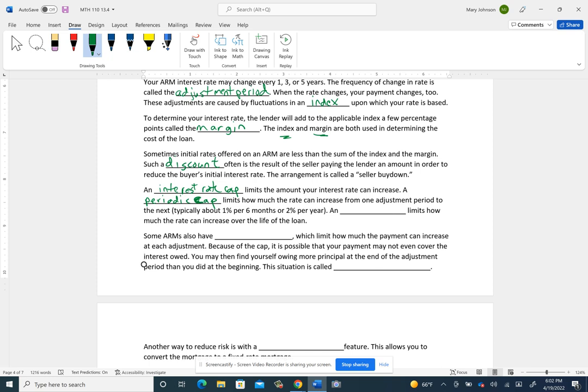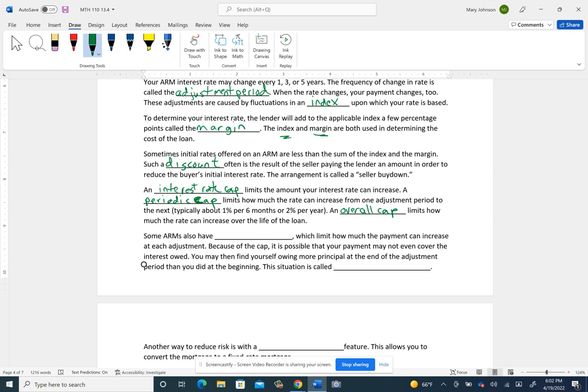So like sometimes your rate could be adjusted every year. And so it might have in the loan that the interest rate can't go up more than 1% or more than 2% a year. Right. And then an overall cap limits how much the rate can increase over the life of the loan.